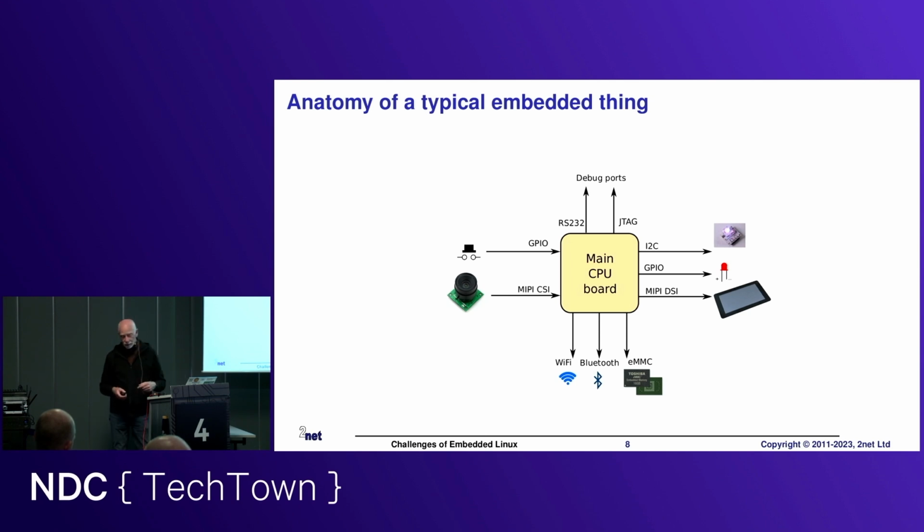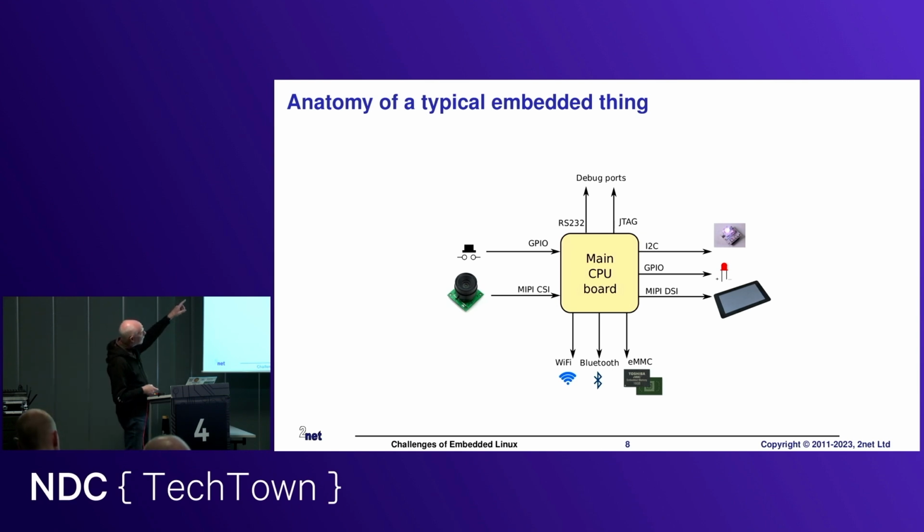And then on the output side, we need to output various things. So I2C, in this case, connecting to a multicolor LED. So you make your LEDs flash in different colors. Cool. Or you can use good old GPIO and just turn a regular LED on and off. And many things these days have some kind of display. So on the right-hand side, we have MIPI DSI. DSI is the most commonly used display interface on embedded devices, much cheaper than HDMI.